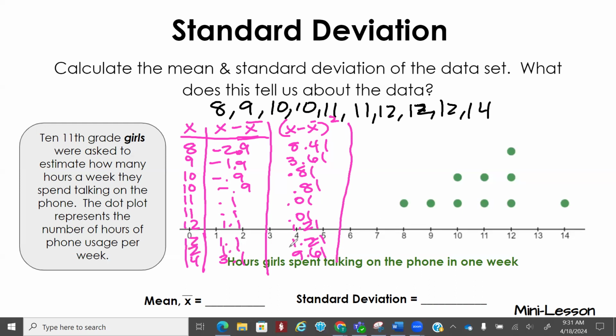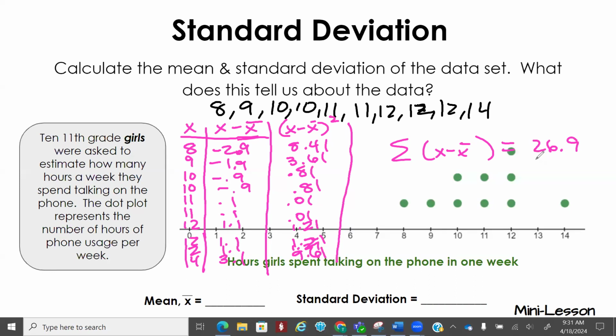12, 1.1, and 1.2. I got 26.9. Yeah. 26.8. I think I'm missing a 0.1 or 0.01. Okay, so when you add those together, you should get something like 26.9.